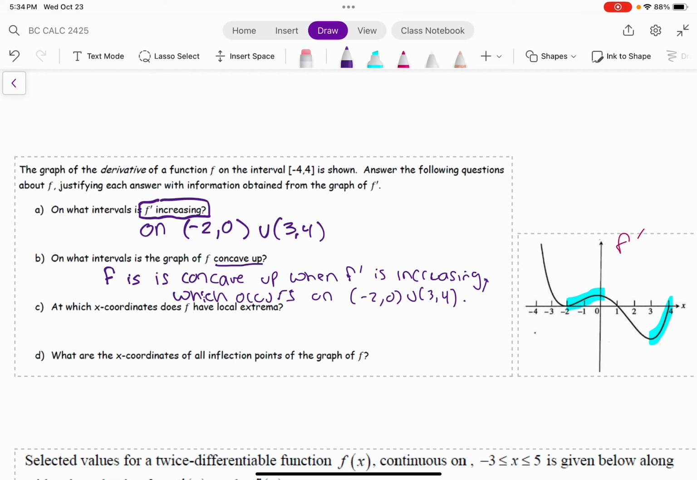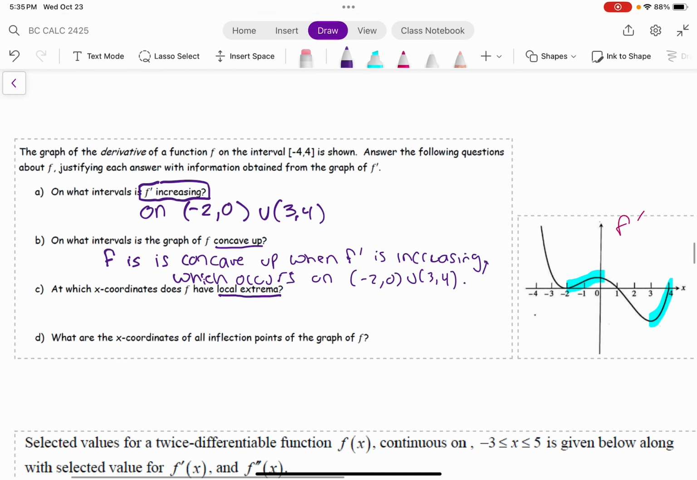At which x coordinate does f have local extrema? So local extrema, of course, we mean maxes and mins. So by the first derivative test, it's going to have local extrema when the first derivative changes sign. Okay, so these extrema occur whenever f prime changes sign.